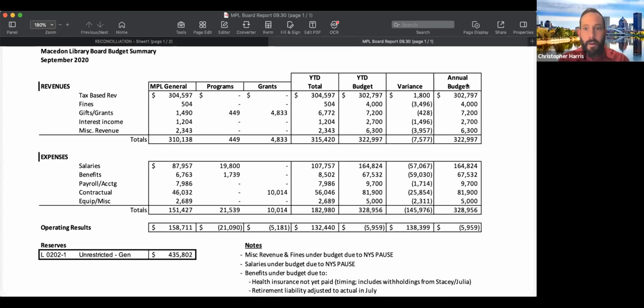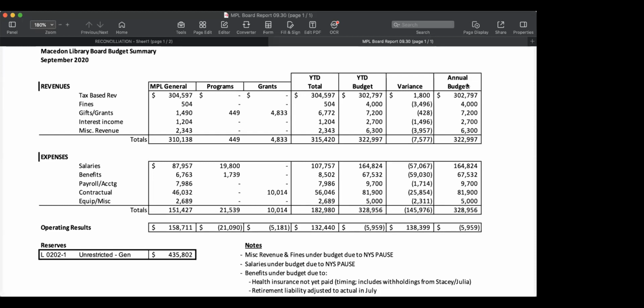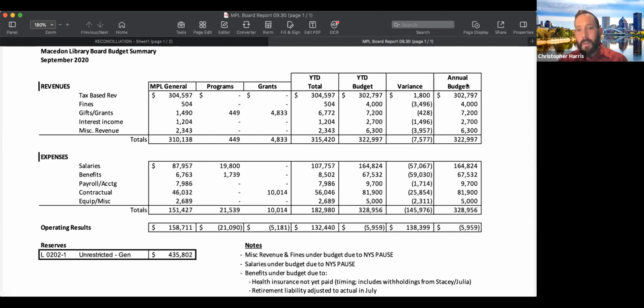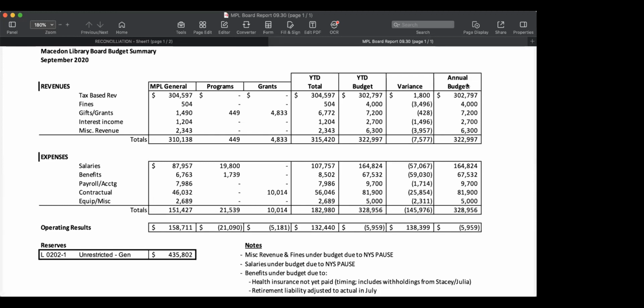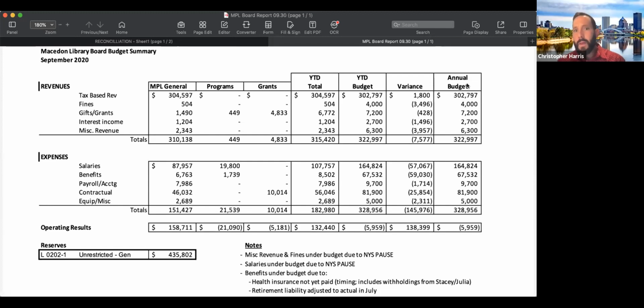I think what we have here is a pretty consistent story with what we've been going over for the past few months, 6 months or so. From the revenue side of things, budgeted was about $323,000 through September. We're about 315 right now. We are almost spot on for tax-based revenue. That'll even out, I think, by the end of the year. I think there are just some things that were budgeted to be received throughout the year, but I think we've already received most of everything by now.